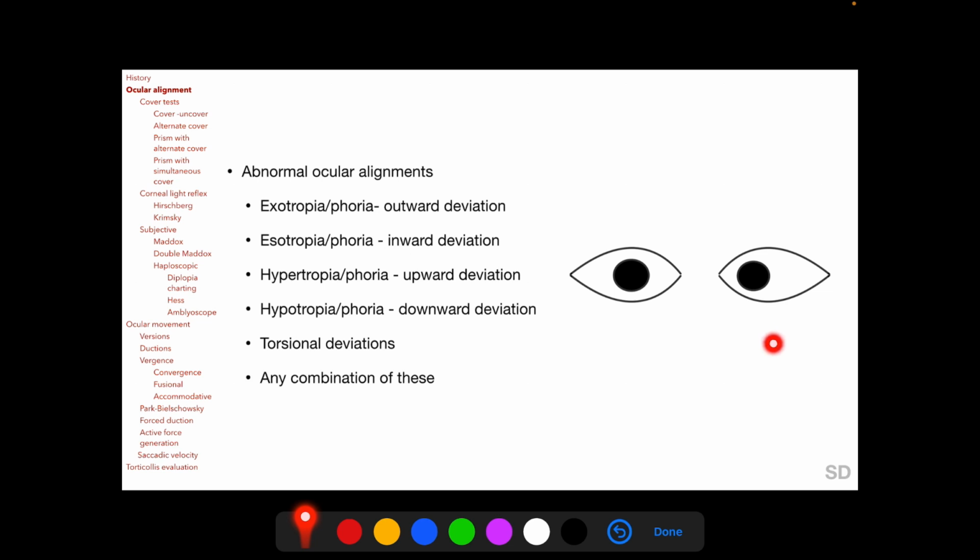This diagram shows esotropia, hypertropia and hyperphoria referring to upward deviation. This diagram shows hypertropia, hypotropia and hypophoria referring to downward deviation. This diagram shows a patient with hypotropia and torsional deviation as shown in this diagram. The abnormal ocular alignment in a strabismic patient can also be any combination of these deviations.